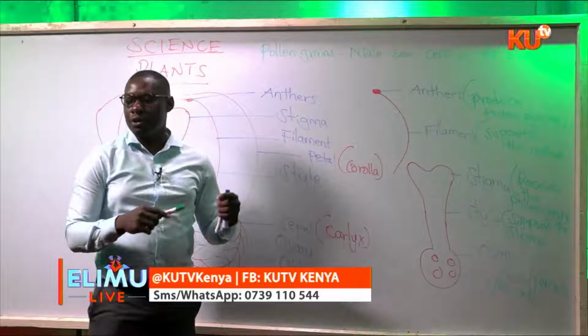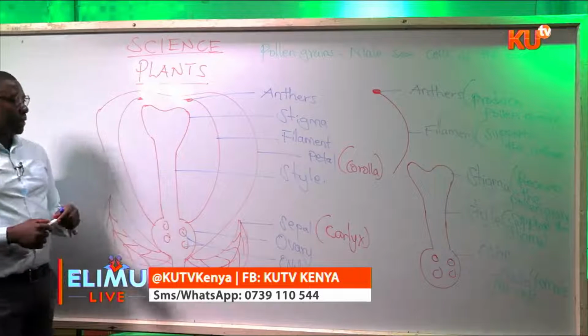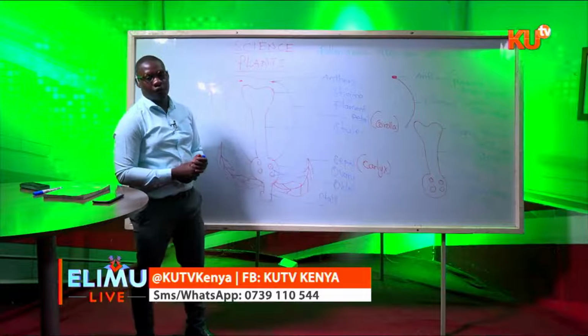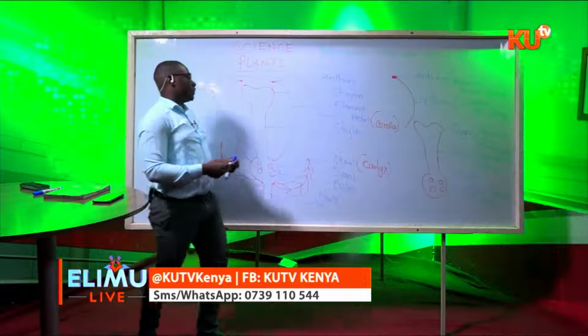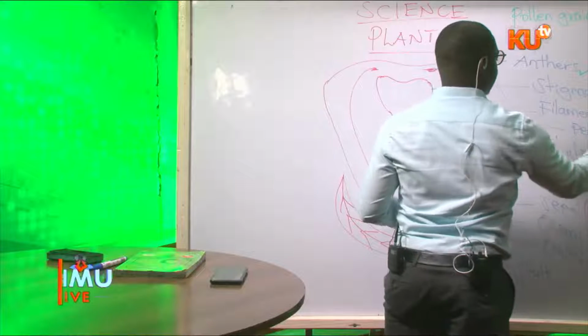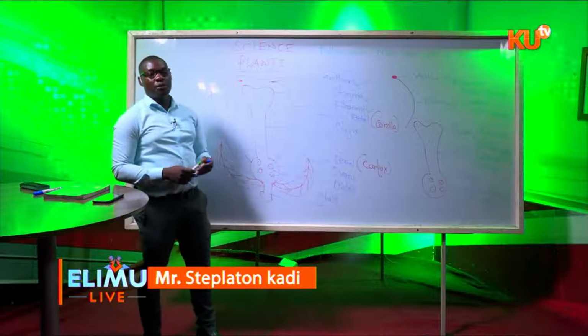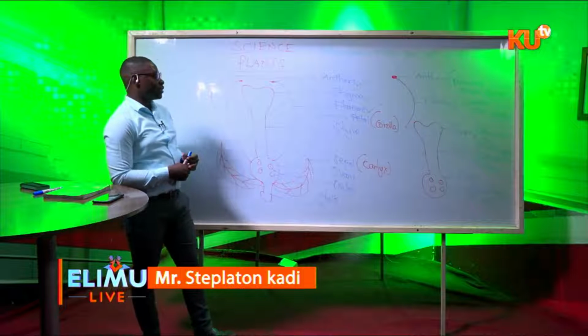So we can also look at the other functions of the parts of the flower. So we have talked about anthers already. We have talked about the stigma. We have talked about the petals, the filament, I mean. So let's look at the petals. What is the function of the petal?